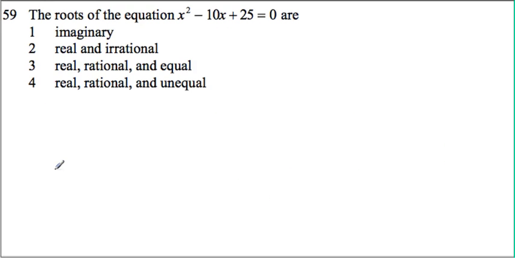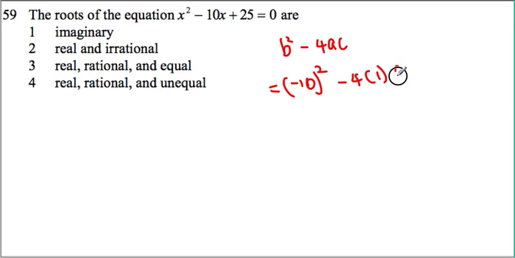Alright, let's look at number 59. How do you know the characteristic of the roots? Yes, that's right, you are right. We have to use the discriminant, b squared minus 4ac. Let's try to plug it in and see what we end up getting. b was negative 10, so negative 10 squared minus 4 times a, which is equal to 1. c is equal to 25.